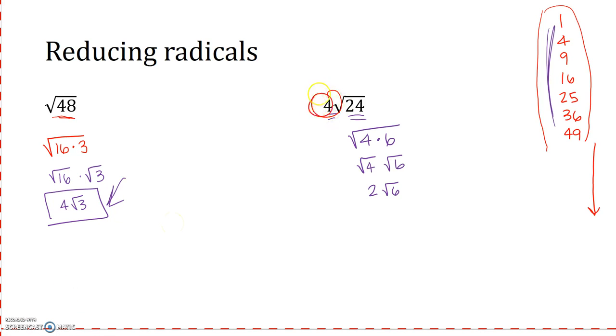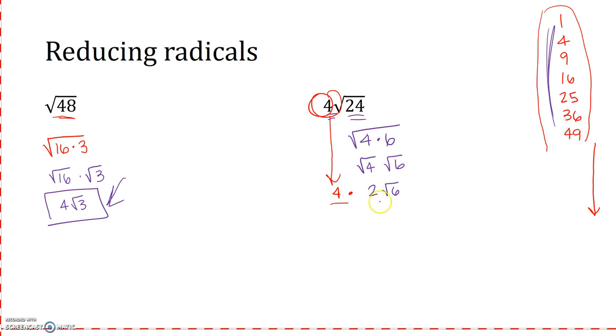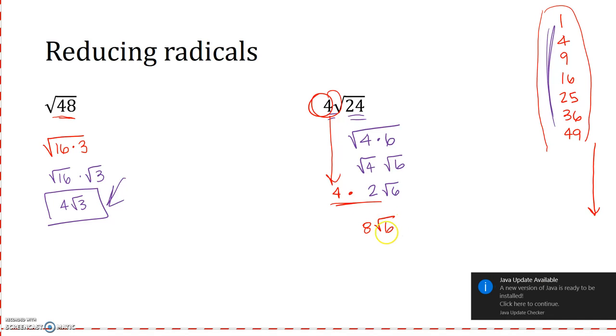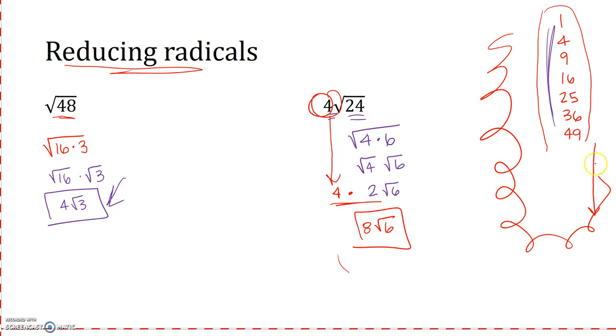When you have this 4 out front, it really doesn't affect your problem till the very end. This 4 is being multiplied to the square root of 24, so technically it's also being multiplied to 2 root 6. So all you have to do is multiply the 4 and the 2 to give you 8. So it would be 8 root 6. Again, when reducing radicals, think about perfect squares.